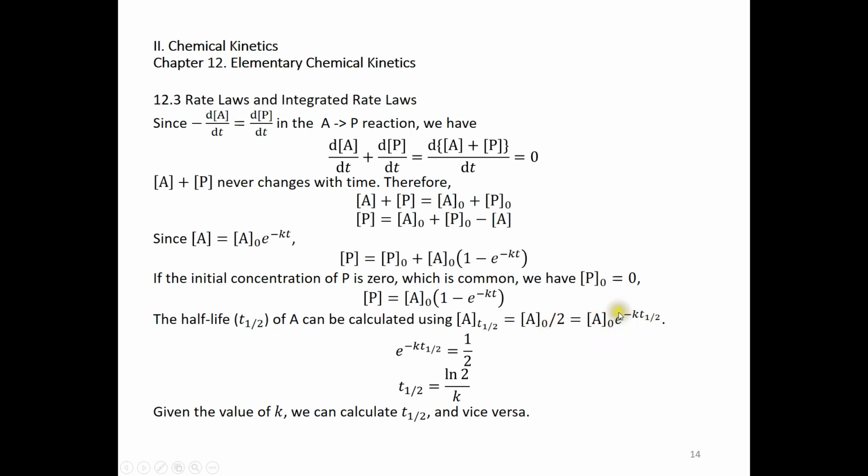Now if we compare these two sides, we know A drops to 1/2 of the initial concentration. This exponential function, e to the power of negative k times the half-life, should be 1/2. Now you have this equation, and then we solve this equation. Given k, we get half-life. Given half-life, we get k.